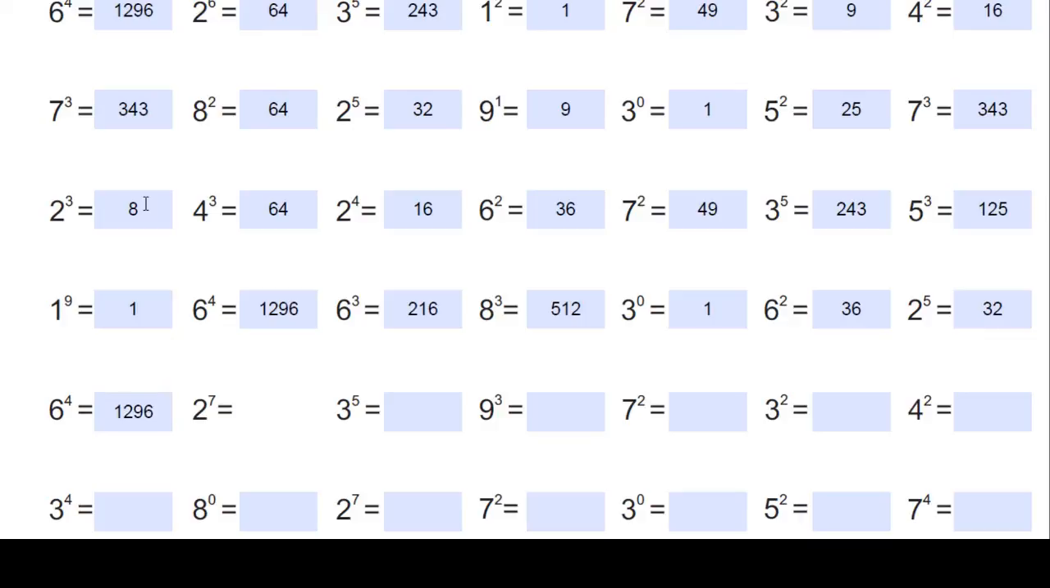2 to the power of 7 is 128. 3 to the power of 5 is 243. 9 to the power of 3 is 729. 7 to the power of 2 is 49. 3 to the power of 2 is 9. 4 to the power of 2 is 16. 3 to the power of 4 is 81.